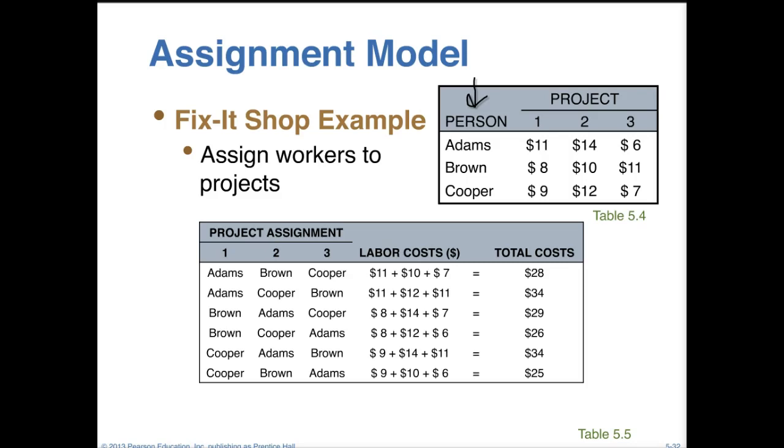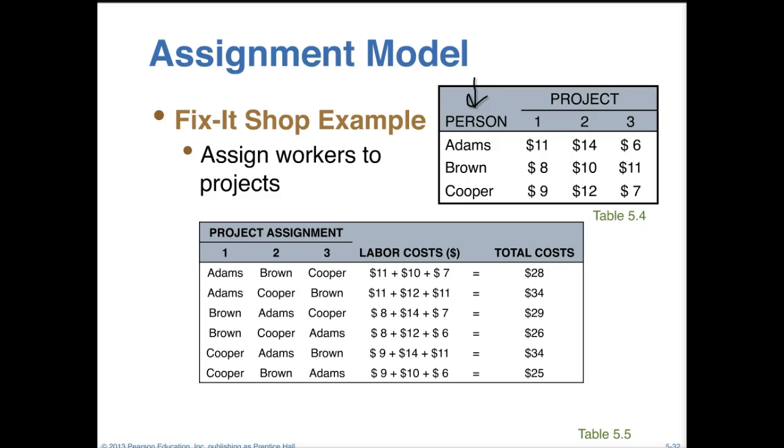So one way that we could do this is we could just do it by brute force and say, all right, well, if we let Adams do project 1, and then Brown do project 2, Cooper do project 3, then we could come up with all the different scenarios for this. And if you notice, we have 1, 2, 3, 4, 5, 6 different scenarios, okay?